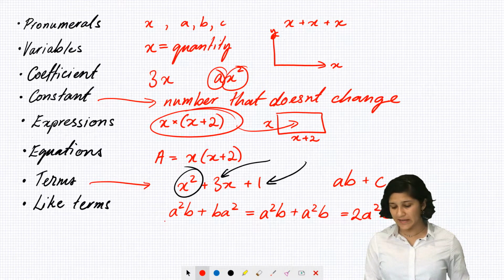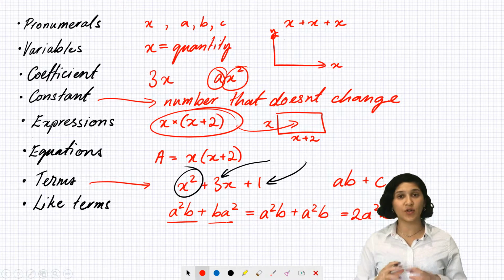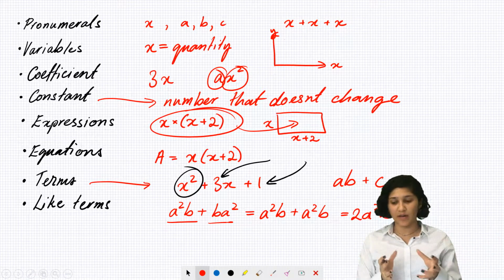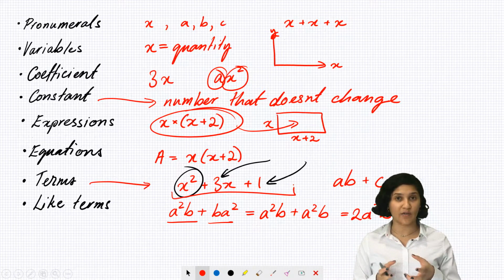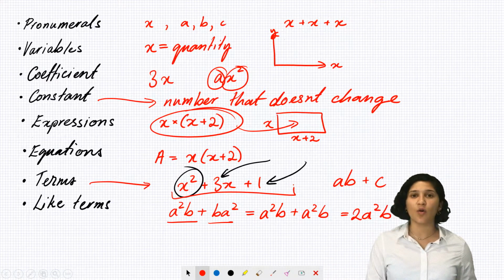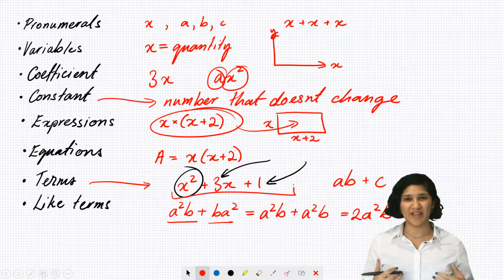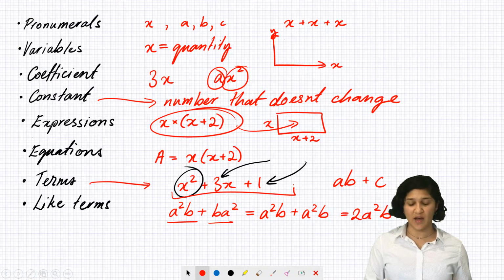So we call terms like this like terms. And it's only like terms that we can combine. Otherwise, we have to leave them like this. We can't collect any of them up. So these are all the names of things that we talk about in algebra, so the nouns.